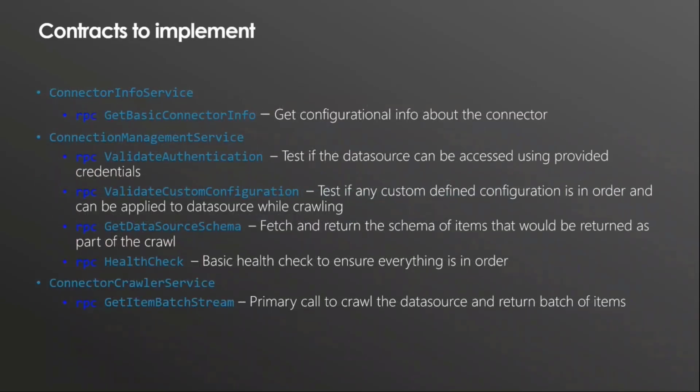But the primary contracts that need to be implemented are the following. So as you can see, there are three main services over here that need to be implemented. And each of these services has its own methods. And essentially, there are four main methods that we are talking about here that are absolutely important for building this connector. They are very easy to implement.